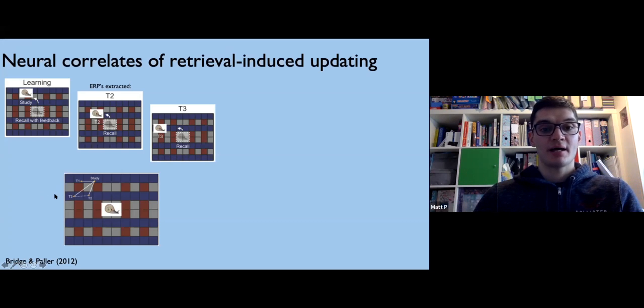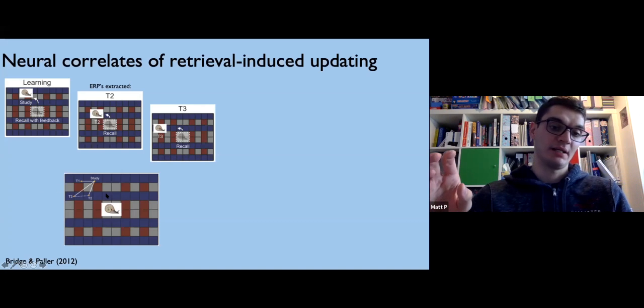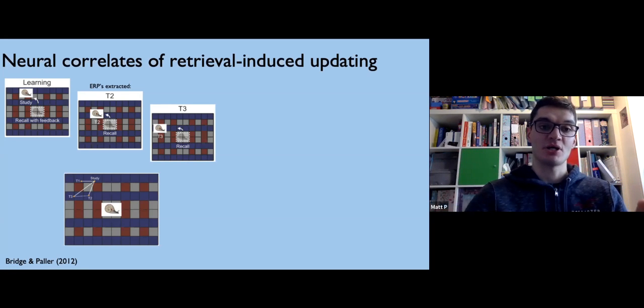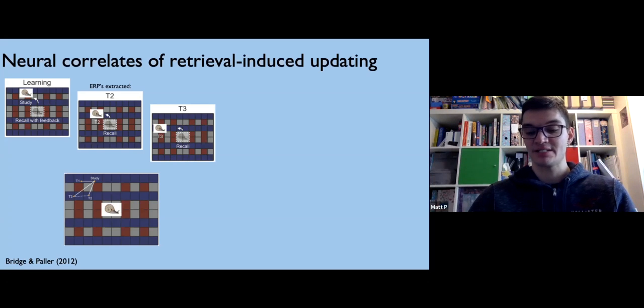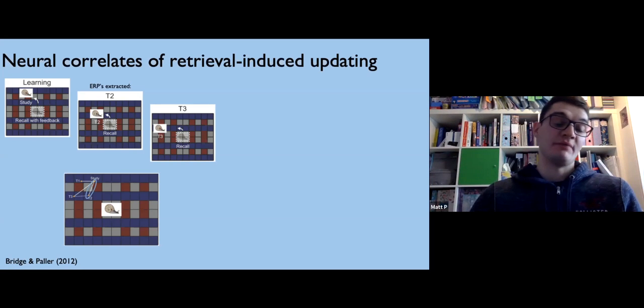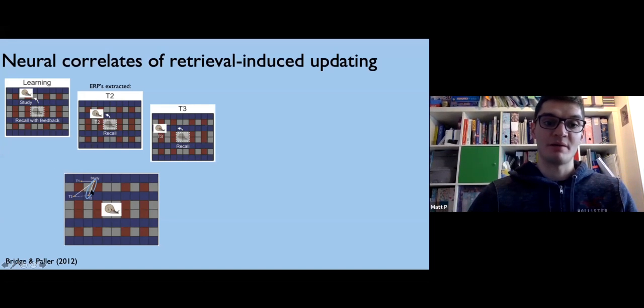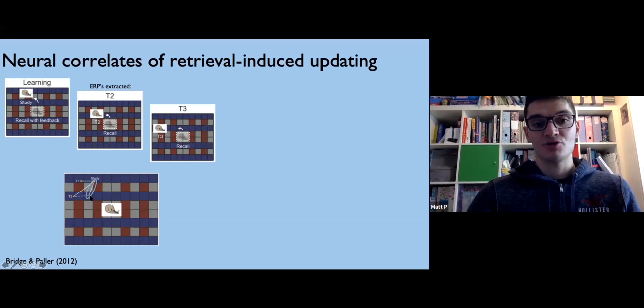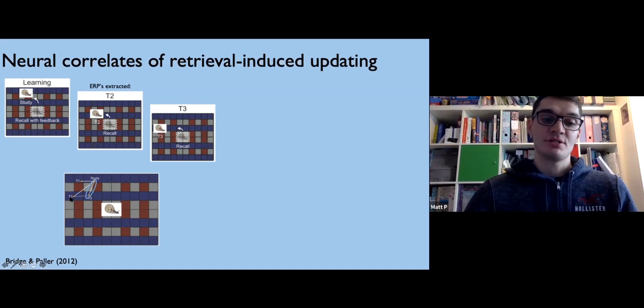With this paradigm, Bridge and Paller had two approaches to measure neural activity corresponding to different cognitive processes. For each of these trials, there are three locations associated with each object. There is the study location, the location that the participants memorized initially. They then have the location from task two, i.e. their initial memory of the object location, and then they have the location in this third task.